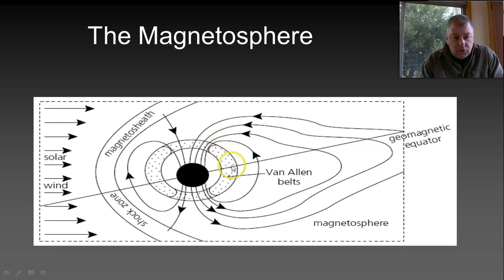And then we have these things called Van Allen belts, which we're going to learn about shortly, and they're quite interesting as well. So the Earth's magnetic field is not as simple as a bar magnet. Nowhere near it. It's much more complicated than that.